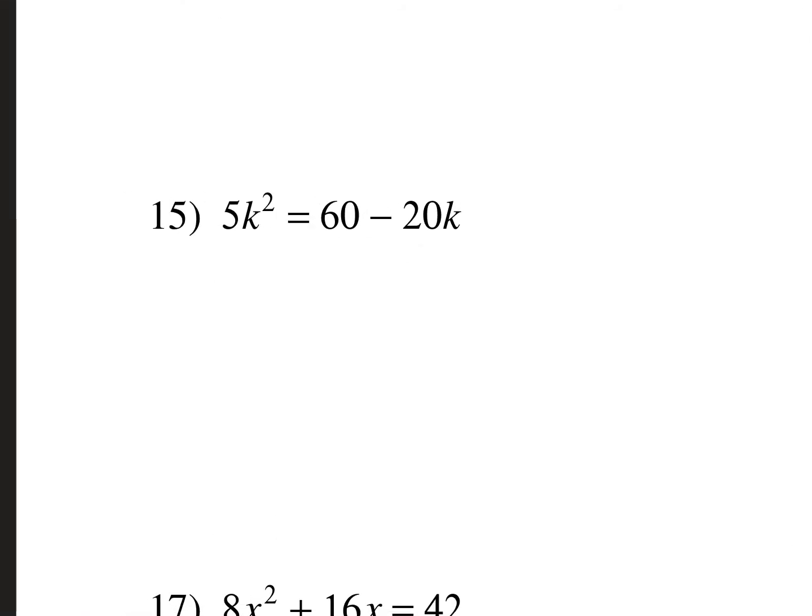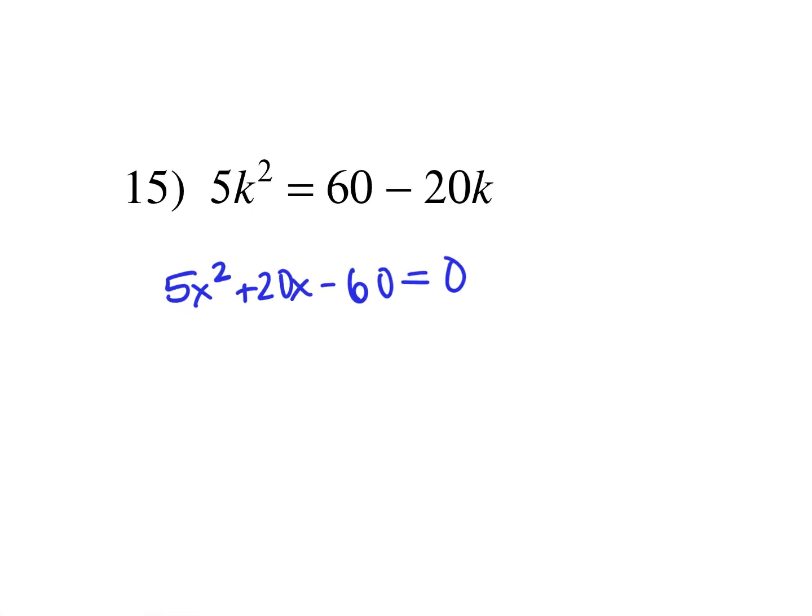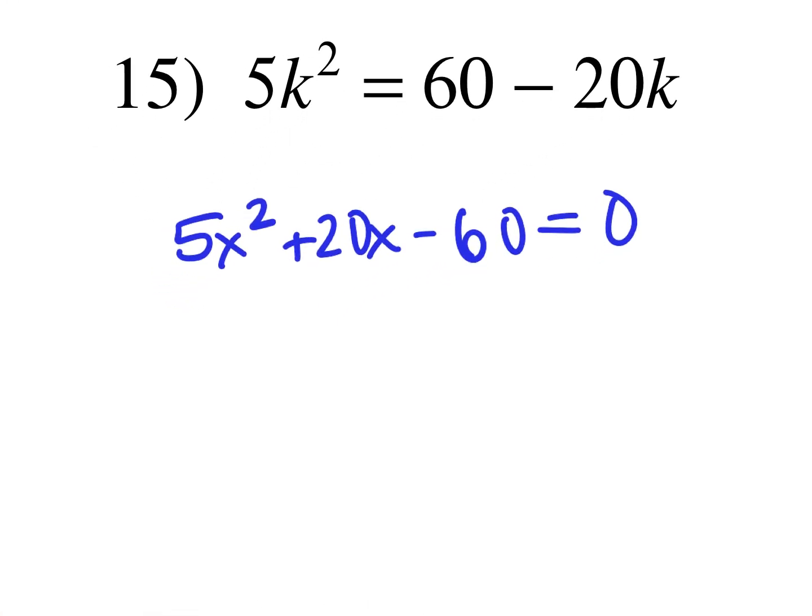And we're thinking to ourselves, whoa. Personally, I would just move everything to one side to take a look at it. And I'd say, can I even do this? So I'm going to move everything over. And I'm going to say 5x squared plus 20x minus 60 equals 0. Everybody okay with that? Now, at the very beginning, what did we talk about our a term needing to be? 1. Can I divide everything by 5?